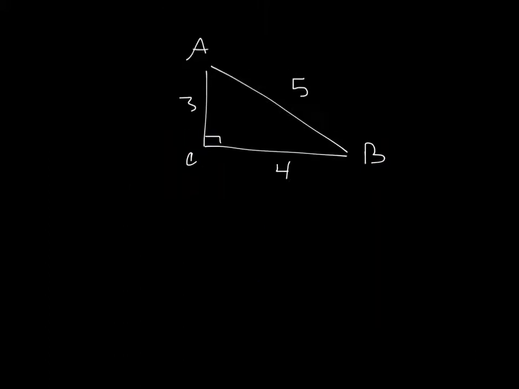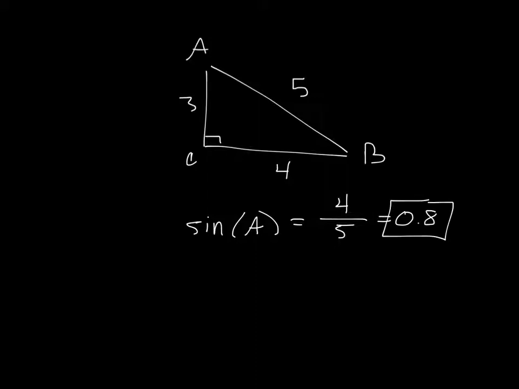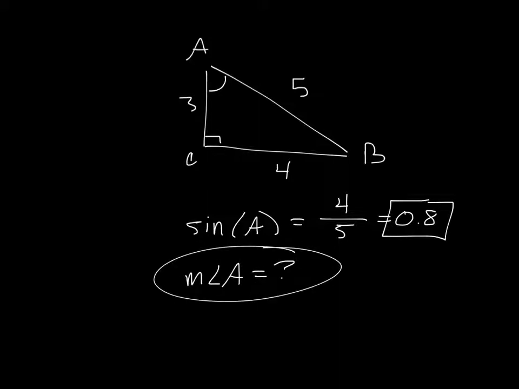So the idea of the angle measure there: I could say that the sine of angle A is 4/5, which is 0.8. So the sine of angle A is 0.8. I don't know what the measure of angle A is, though. Don't need to know the measure of angle A to figure out that the sine is 0.8.